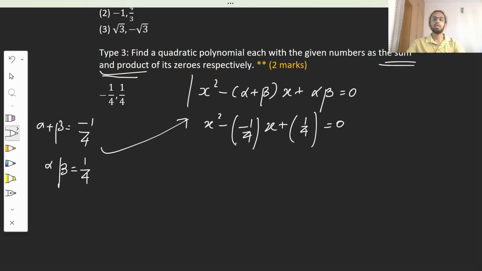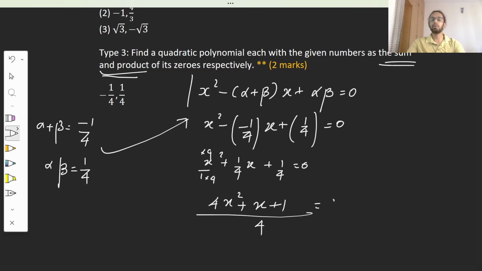Just substitution. Now we need to take the LCM, before which minus times minus becomes plus, so we'll be getting 1 by 4x, and here also we have 1 by 4. We need to take the LCM, which is 4, so into 4 into 4, we have 4x square plus 1x plus 1 whole divided by 4 equals 0. In the next step, this 4 goes to the other side and becomes 0 by getting multiplied with 0. So we get the final answer as 4x square plus x plus 1.